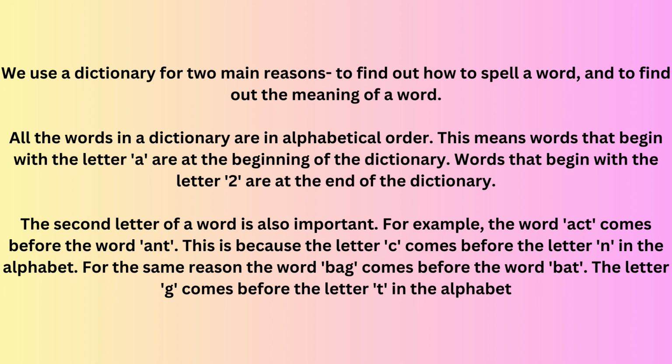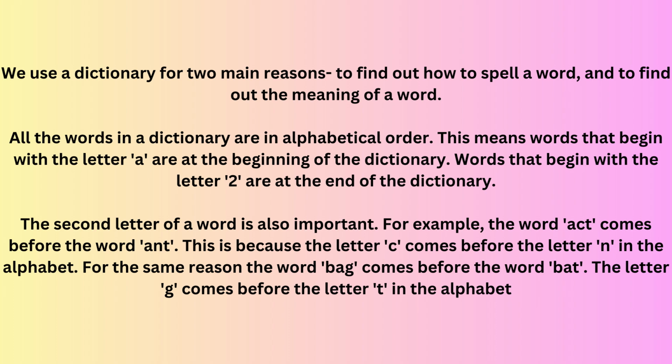Using a dictionary. We use a dictionary for two main reasons: to find out how to spell a word and to find out the meaning of a word. All the words in a dictionary are in alphabetical order. This means words that begin with the letter A are at the beginning of the dictionary. Words that begin with the letter Z are at the end of the dictionary.